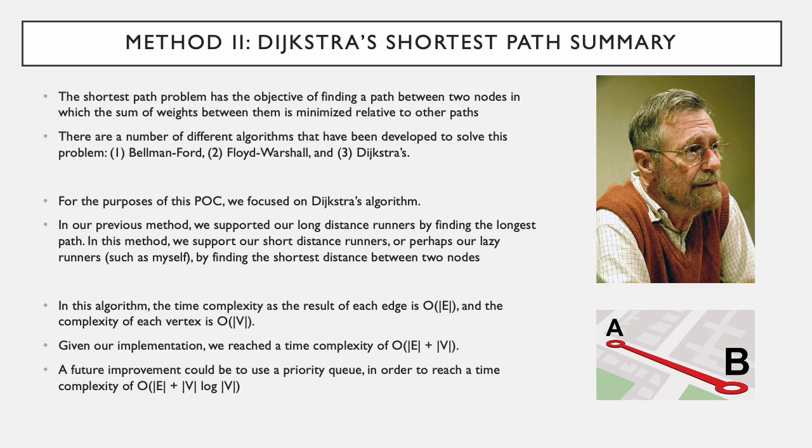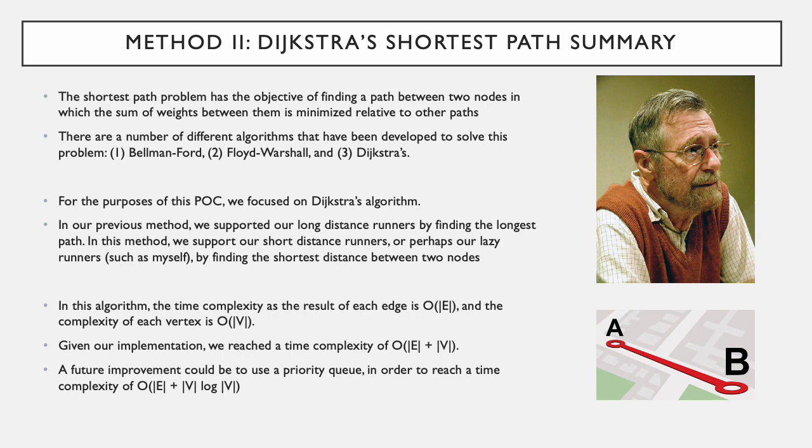So it's important to note that the shortest path problem ultimately has the objective of finding a path between 2 nodes in which the sum of weights between them is minimized relative to the other ones. And there's a number of different ways to solve this. There's the Bellman-Ford algorithm, the Floyd-Warshall algorithm, as well as Dijkstra's. And for the purposes of this particular proof of concept, we only focused on Dijkstra's algorithm. And so in this previous method, in method number 1, we focused on long-distance runners again, but the idea here is doing this for short-distance runners.